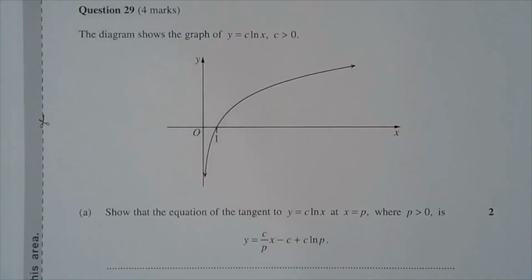Question 29. The diagram shows the graph of y equals c ln x, where c is greater than 0. Part A. Show that the equation of the tangent to y equals c ln x at x equals p, where p is greater than 0, is y equals c over p multiplied by x minus c plus c ln p.